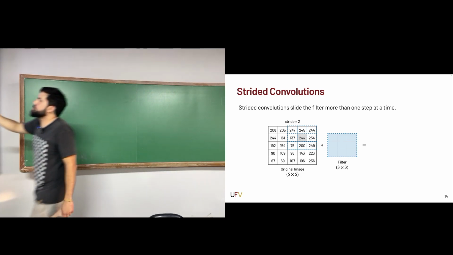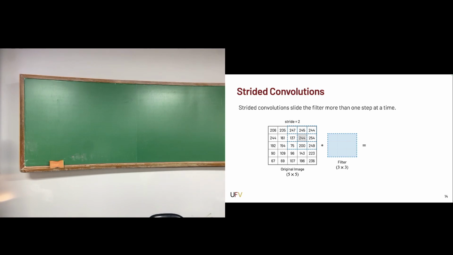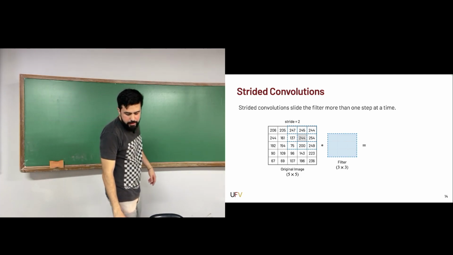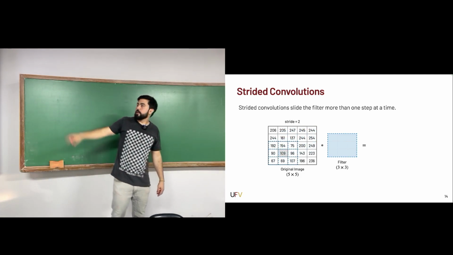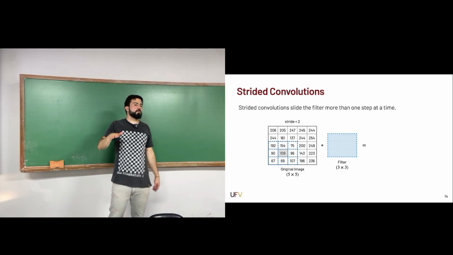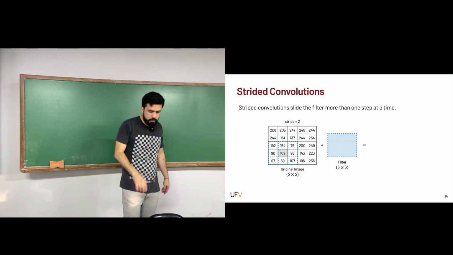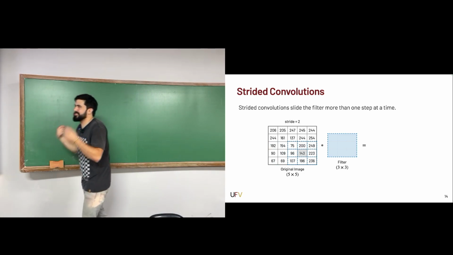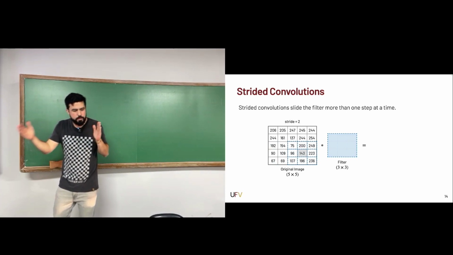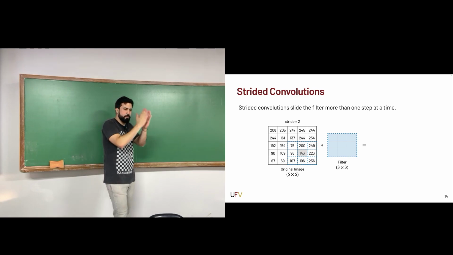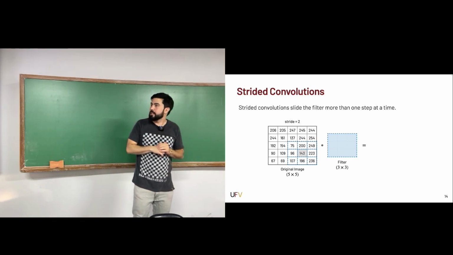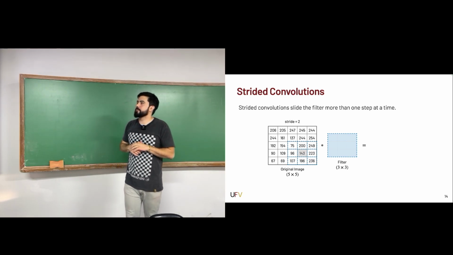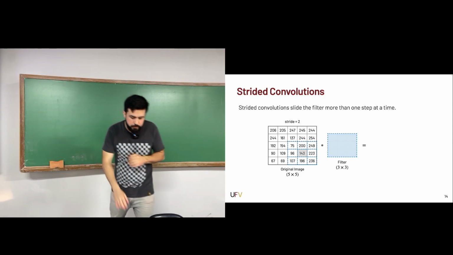Right? I was here, so I jumped 2. 1, 2. So now my matrix ended up here. And I'm going to do the same on the rows. Now I jumped 2 steps on the rows, and also 2 on the columns. So again, the stride is the size of the jump. Let's say how much you're going to jump or slide your filter per step of the convolution.